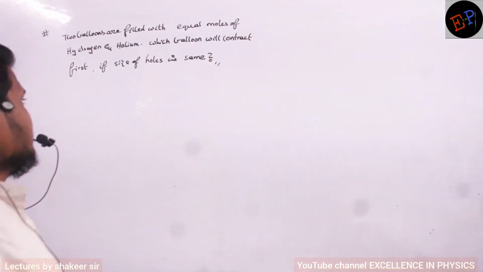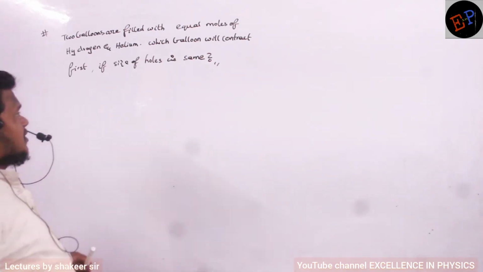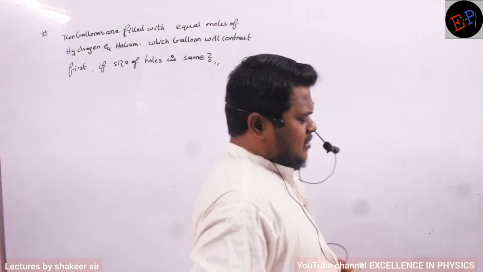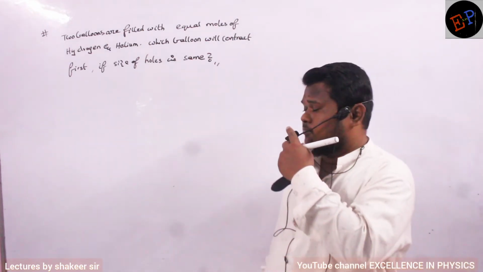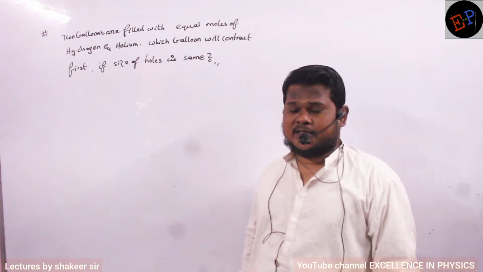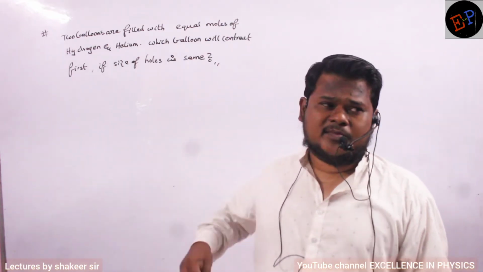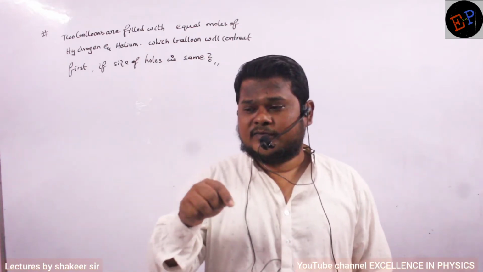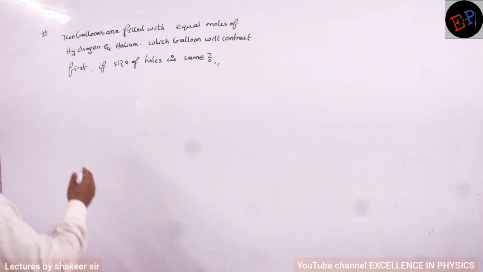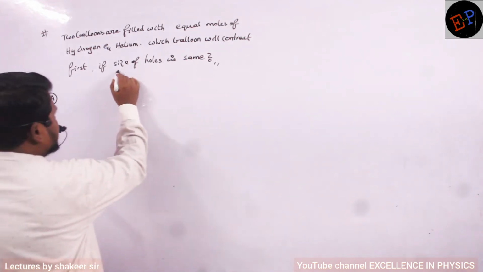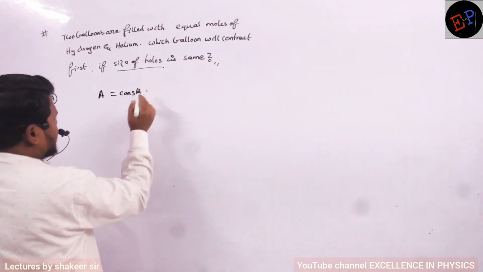Okay, so this is the question. Two balloons are filled with equal moles of hydrogen and helium. It means one balloon I am filling with hydrogen gas, and the second balloon is filled with helium gas. So I am making same size holes. It means the area of the orifice is constant. That is what is meant by same size of holes, no? So same size of holes represents that the area of the orifice is constant in both of them.